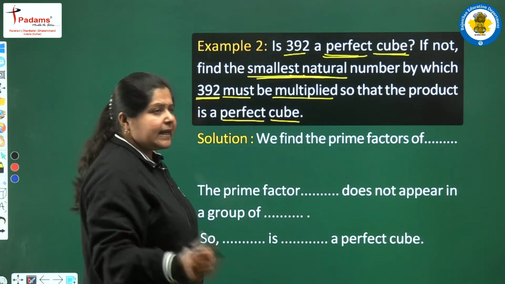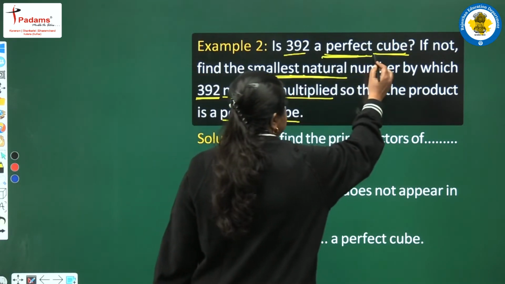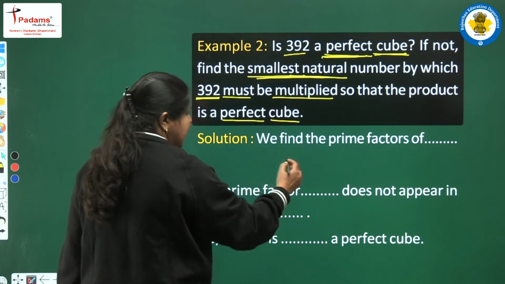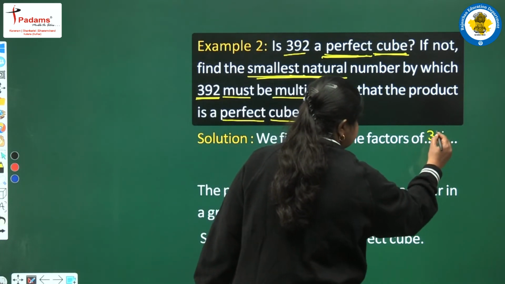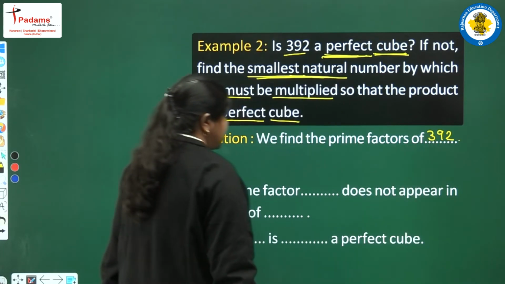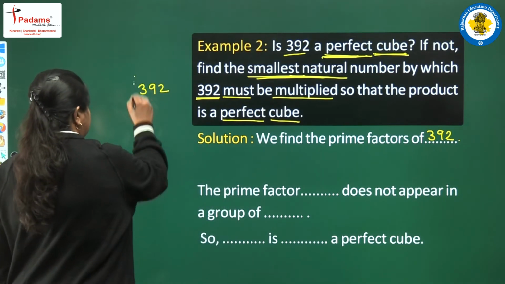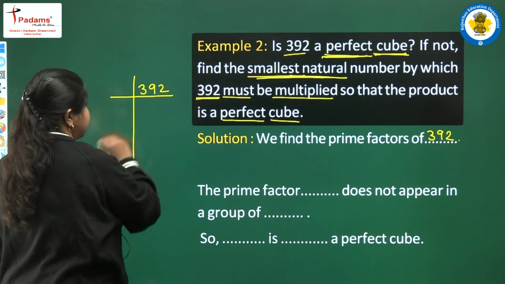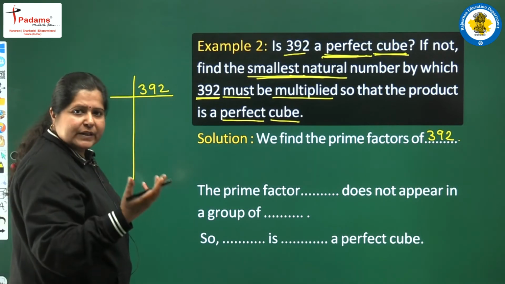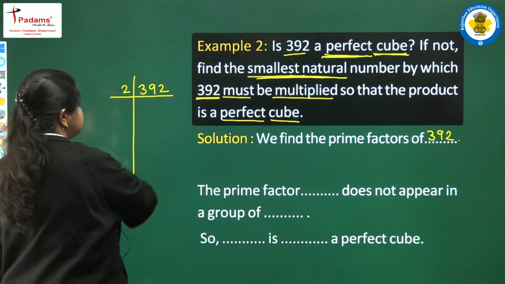So first we analyze, is it a perfect cube or not? So we find the prime factors of 392. इससे शुरू करते हैं. Let us write the number 392. Draw a vertical line, a horizontal line. It is an even number, so it will go by 2. We start the division by 2.